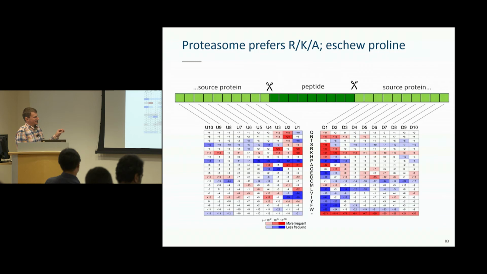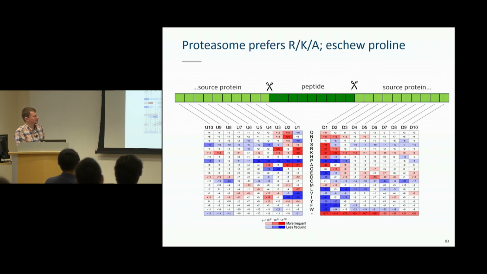And learn a motif that's truly specific to processing and not just non-random sequences that exist in the proteome. So some of the strongest things that we observe are, first of all, this strong enrichment of basic residues, arginine and lysine, just upstream of the cut site.